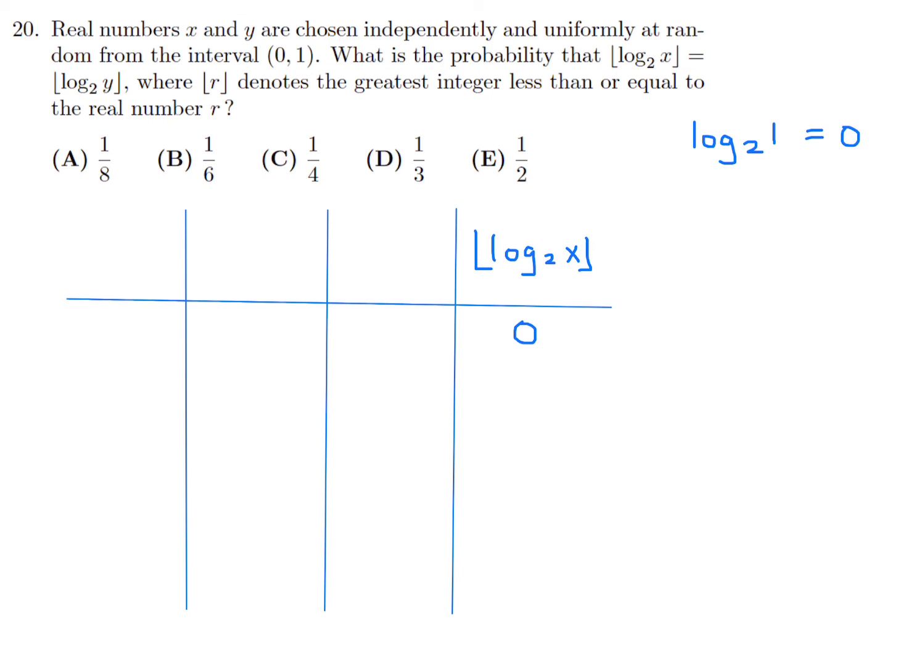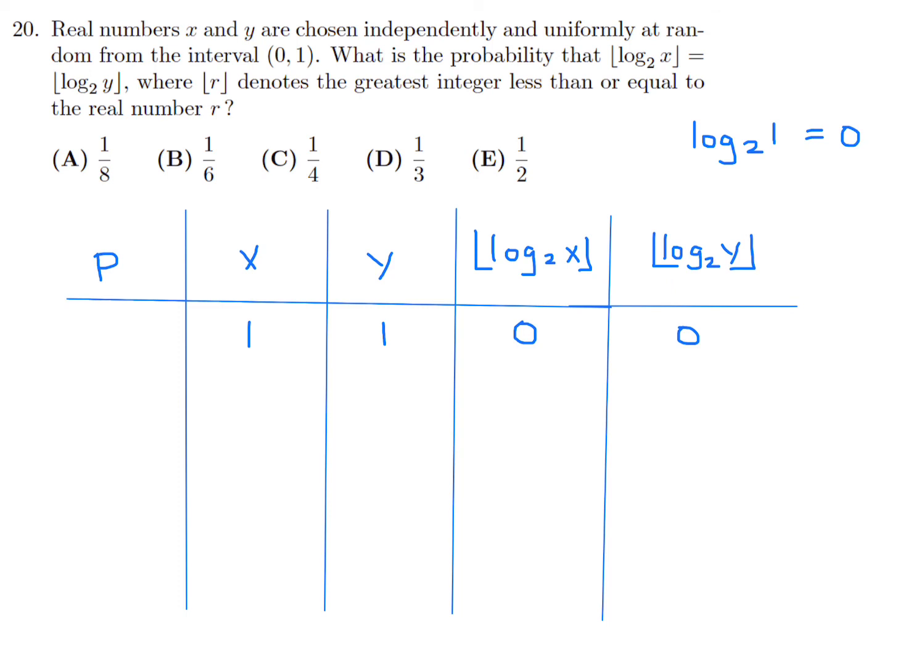First we have to fill in the table's contents. This is x, y, and this is going to be the probability. So this happens when x is 1, and we want the bracket of log of x to the base 2 equal to the bracket of log of y to the base 2. So we want that to be 0 also. Well, that's got to mean that y has to be 1. All right, so far so good. Hopefully haven't lost anybody yet.